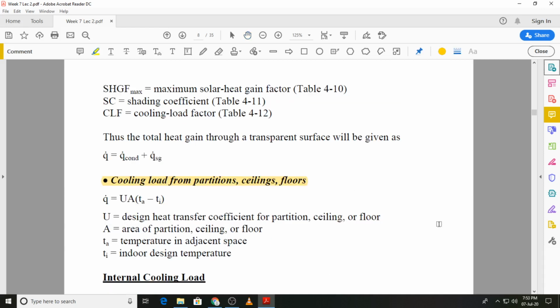The cooling load from partitions, ceilings or floors, I told you that ceilings and floors can also act as partitions depending on the construction. And to calculate the rate of heat gain through partitions, again the standard heat transfer equation is used, that is Q is equal to UA delta T, and this time delta T is T A, that means the temperature in the adjacent space. It could be a room, it could be a basement, as I said, it could also be a room on the upper level. And we are assuming that because it's a heat gain, the temperature in the adjacent space is higher than the temperature inside the conditioned space.